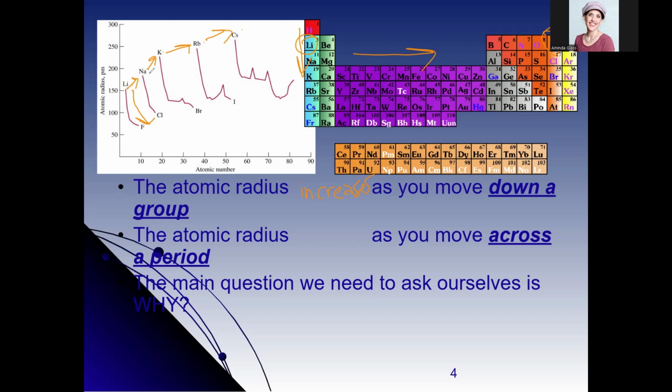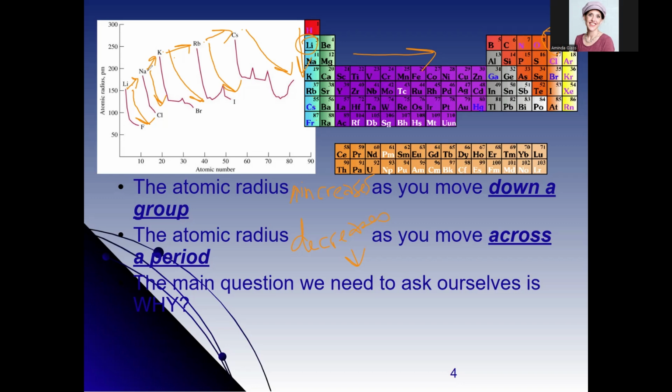Okay, let's look at the next row. If we look at sodium, that's about 175. And it goes to about 75. So here. Potassium is about 225. It goes to about 100. So we know that as we go across, it's actually decreasing. As we go across a period. But we don't know why yet.